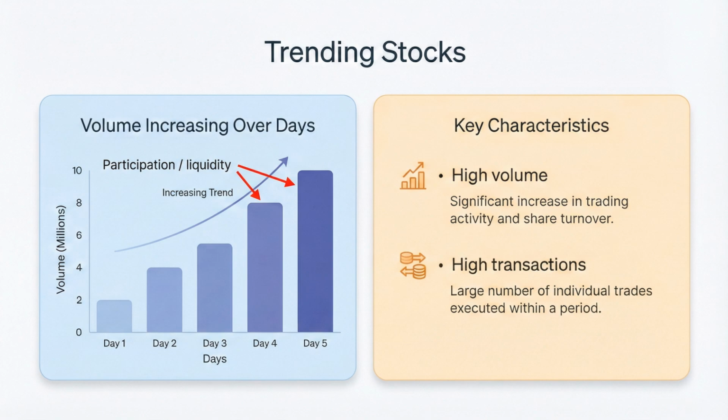And it also means technical levels like resistance or support can be more meaningful because more trades are occurring around those levels. So when using a trending list, the trader is essentially saying, show me stocks where the crowd is already engaged, then I'll check the chart structure next.